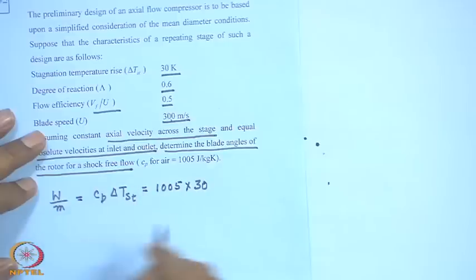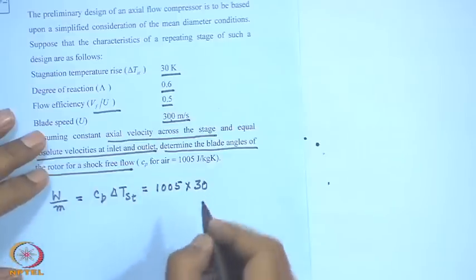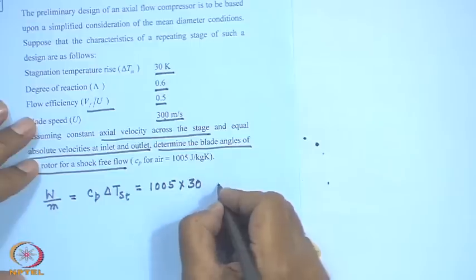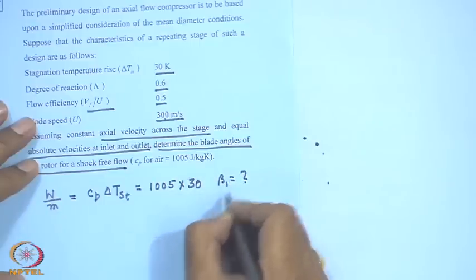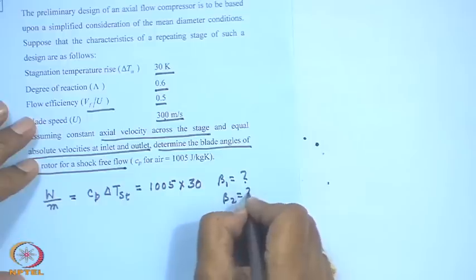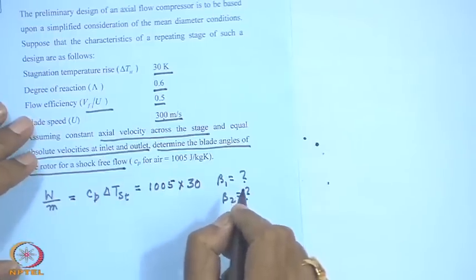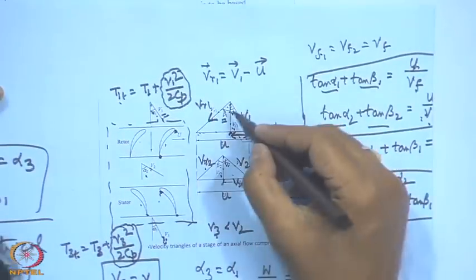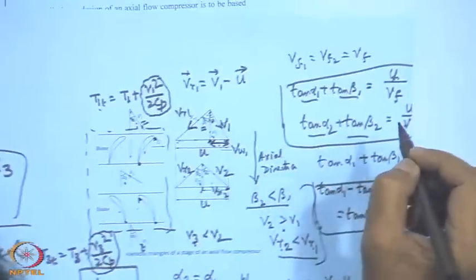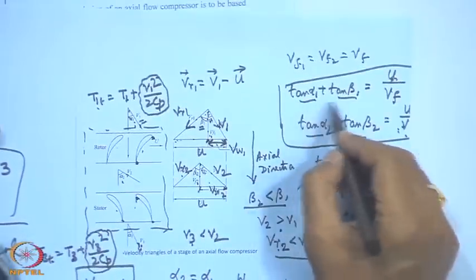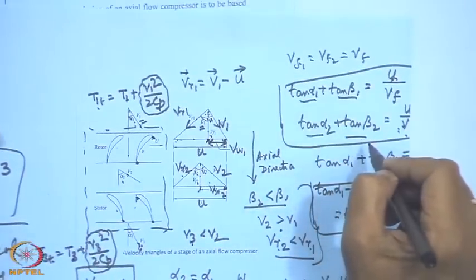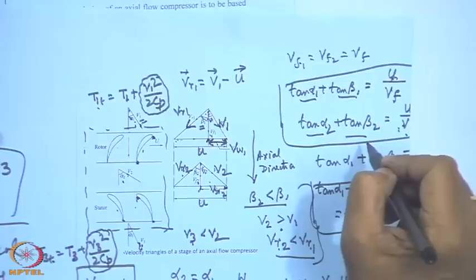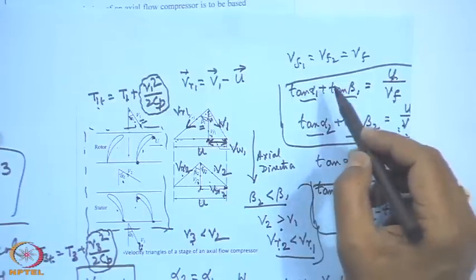Now, how to find out beta 1 and beta 2? We have to find out the two angles, beta 1 and beta 2. You remember beta 1, beta 2. So, what will we do? We will take some relationship: tan beta 2 minus tan beta 1 is equal to work done over U Vf.